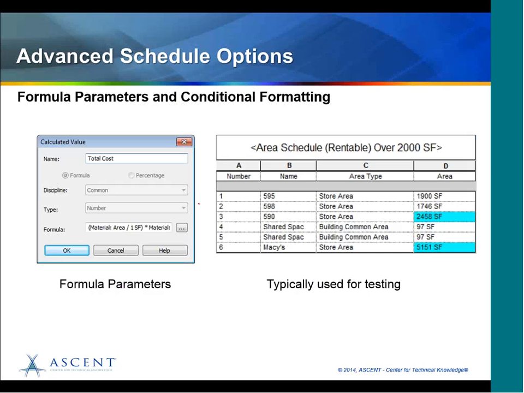The conditional formatting is this over here in the blue. And typically it's used for testing. So in this particular schedule, you can see I have the area schedule, very similar to what I was using before, but I wanted to have it show what was over 2,000 square feet. Very quick way to do it. I can see it quickly.